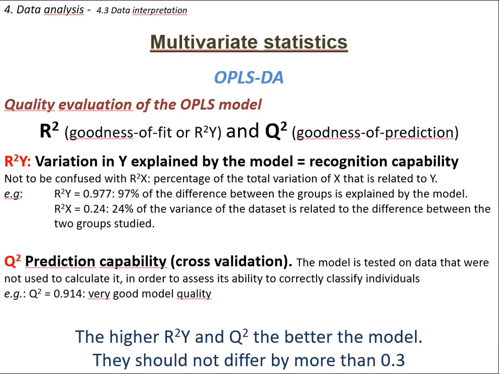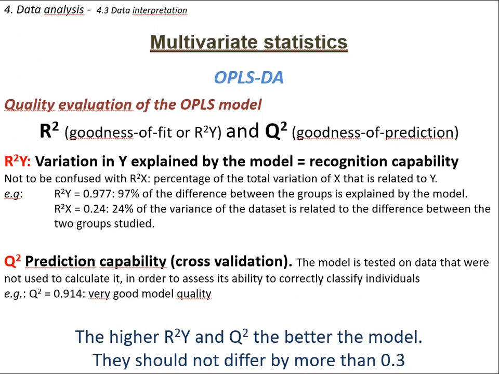To evaluate the quality of an OPLS-DA, you have two types of figures. First, the R square, which is the goodness of fit, also named R square Y. And then the Q square, which is the goodness of prediction. R square is the variation in Y explained by the model, so it is its recognition capability, not to be confused with R square X, which is the percentage of the total variation of X that is related to Y.